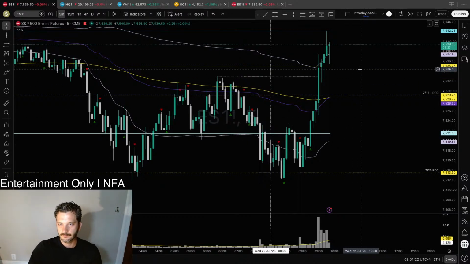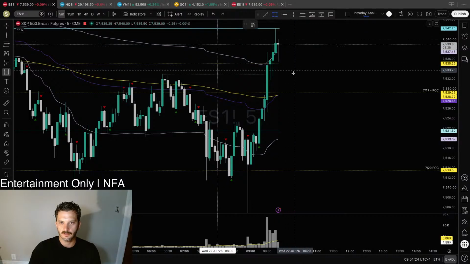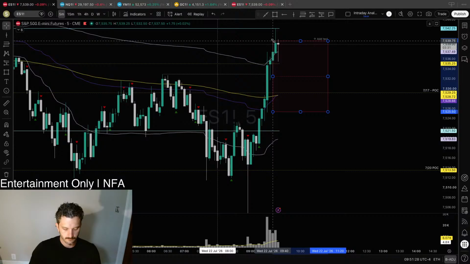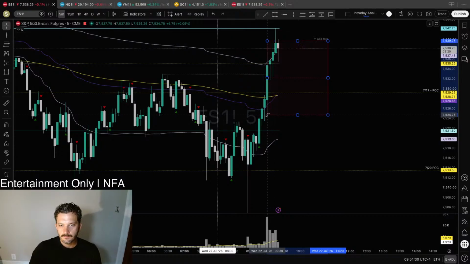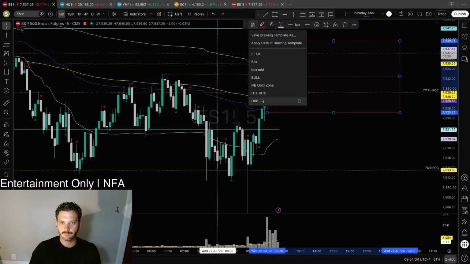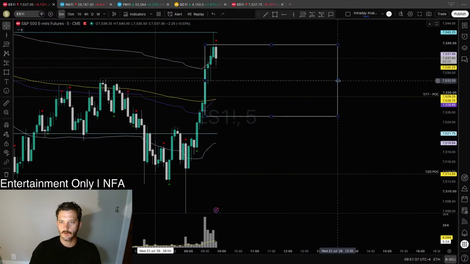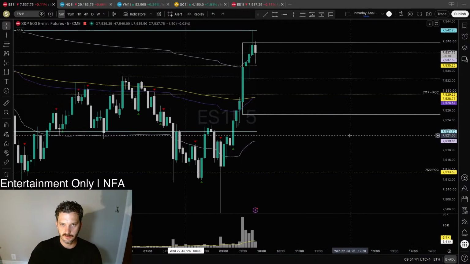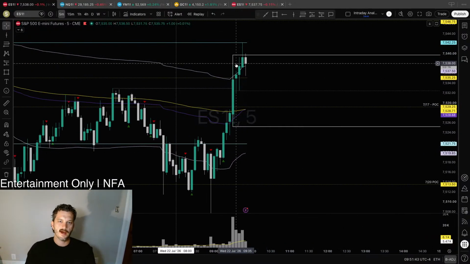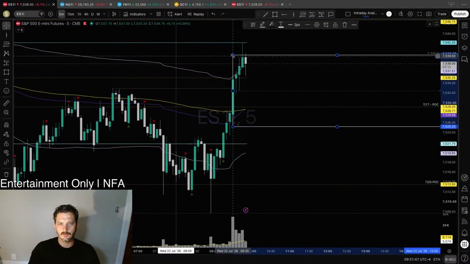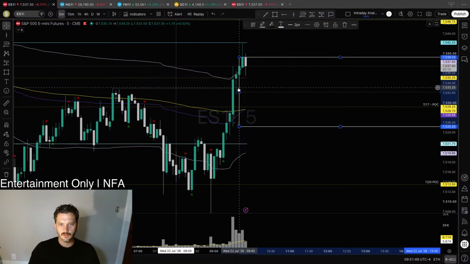Ugh. Let's mark our opening range. I haven't done that yet. Bang, bang. There's our ORB. Let's lock that so I don't move it around. Swept the ORB high. Wait, I screwed something up there. There we go.